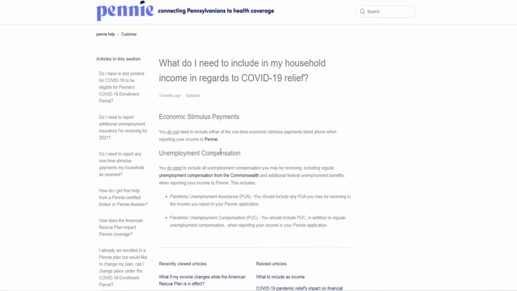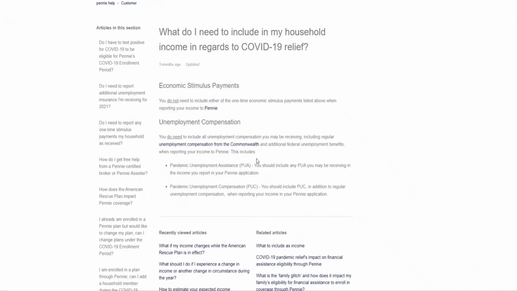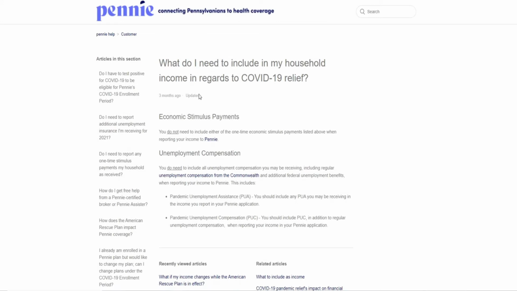Now, in terms of unemployment compensation, again, with regard to the COVID-19 enrollment period, you do need to include all unemployment compensation you may be receiving, including regular unemployment compensation from the Commonwealth and federal unemployment benefits when reporting income to Pennie. And this includes pandemic unemployment assistance and pandemic unemployment compensation. So there are two very important points there.